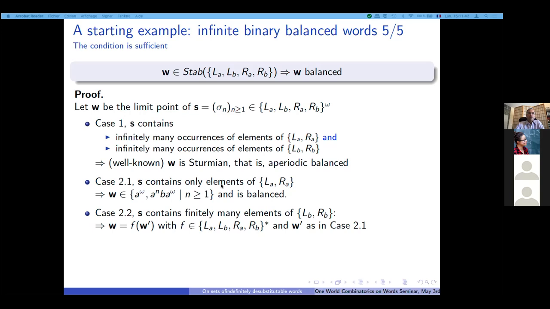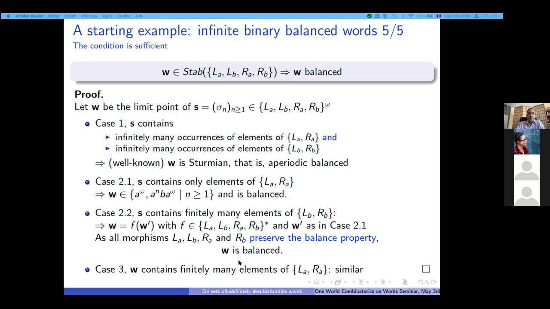And here there is something interesting that we have to use: the four morphisms I have introduced before preserve the balance property. I mean that the image of any balanced word is also balanced. And as a consequence, since W' is balanced, the word W is balanced. And there is one remaining case to prove that any element of the stable set here is balanced. It is a symmetric case of the second case. Here it exchanges the roles of the letter a and the letter b. In this case, we can do exactly the same, and we have the same conclusion, which is that the word W is balanced.